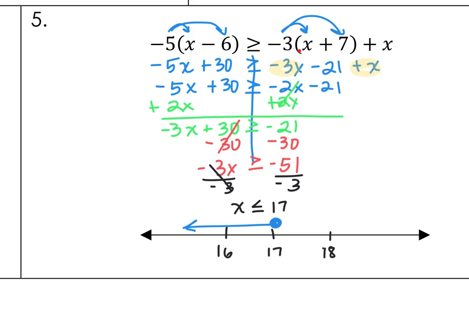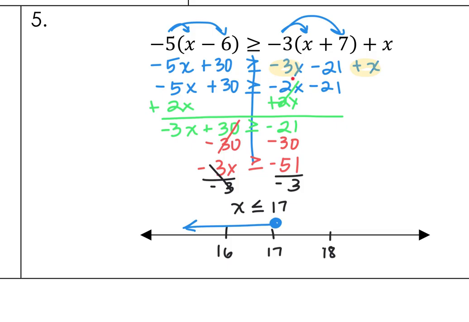Then you're going to distribute the negative 3. So that's negative 3x minus 21. And then I bring down this other extra third term over here, plus x. So now this is the first one where you had these like terms on the same side. So when I combine those, negative 3 plus 1 is negative 2. So I have negative 2x minus 21 on the right. And then on the left, I have the negative 5x plus 30. Now, like I said at the beginning of the notes, I like to always bring my x's to the left when it's an inequality so that at the end, I don't have to worry about turning it around before I graph it.